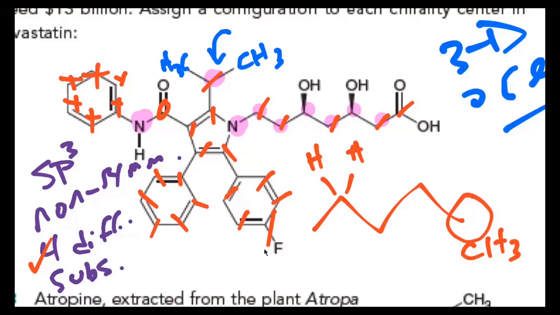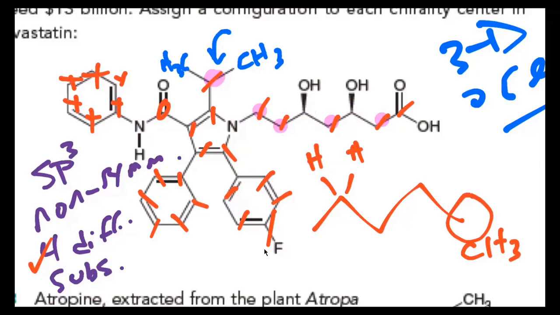So what do we have left? We've ruled everything out except what? The 2 nitrogens. Let me erase this highlight right quick. And then these 2 carbons right here. So now we potentially have how many chiral centers?